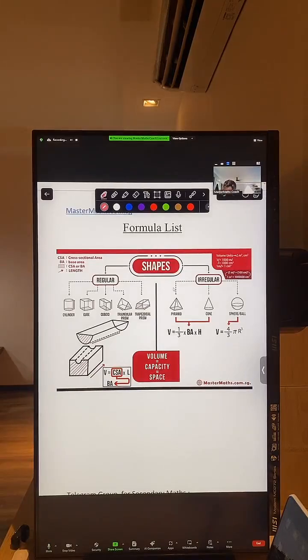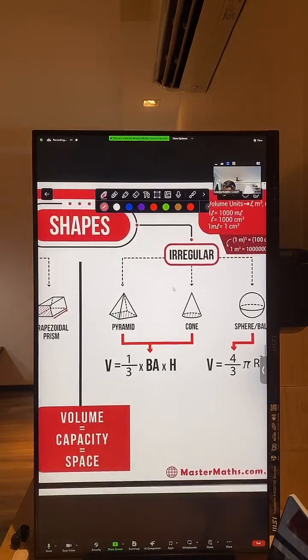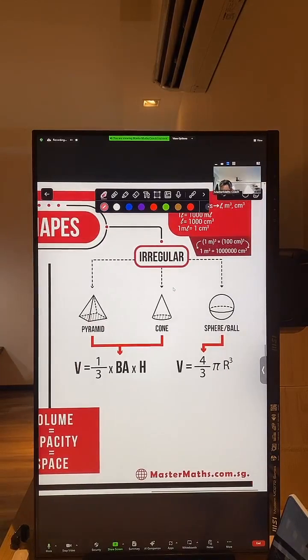Then we have your pyramid, your cone, and your sphere. For the pyramid and the cone, as I said, the formula for the volume is the same: 1/3 times base area times height. For the sphere or the ball, it is 4/3 pi r cube.